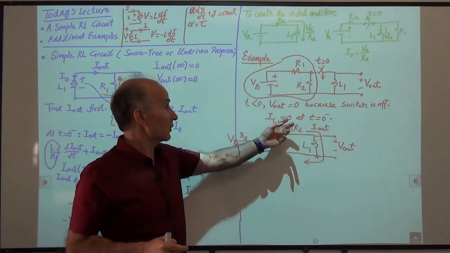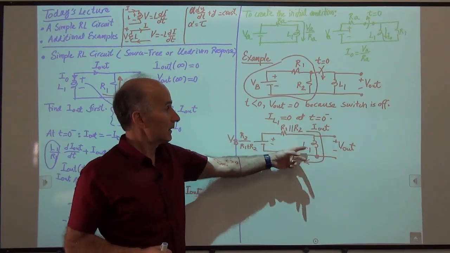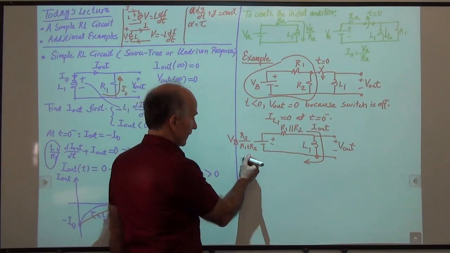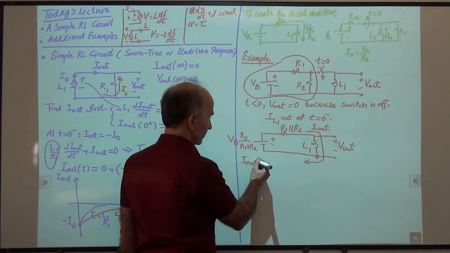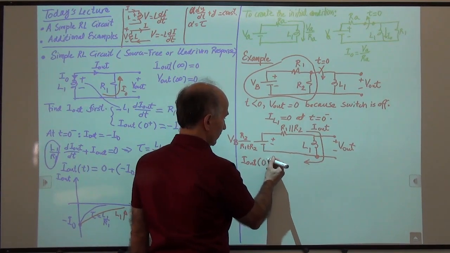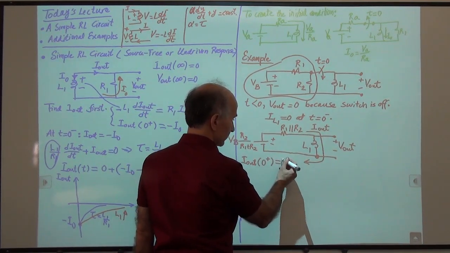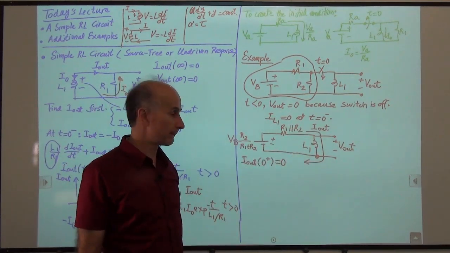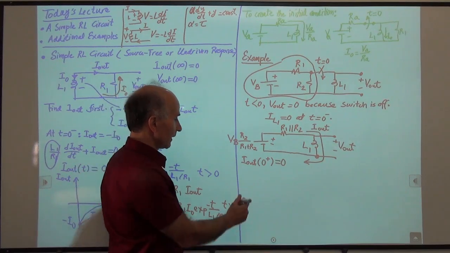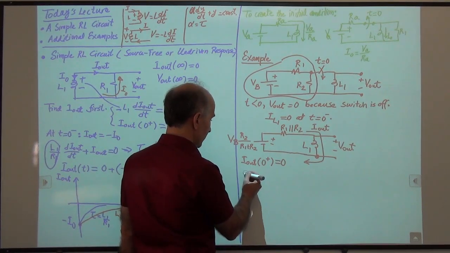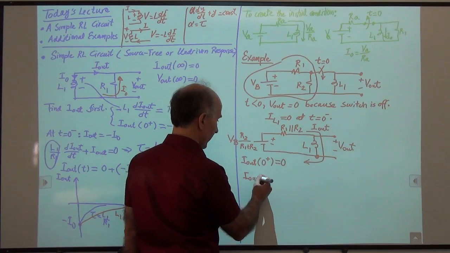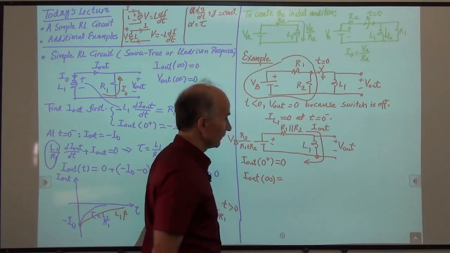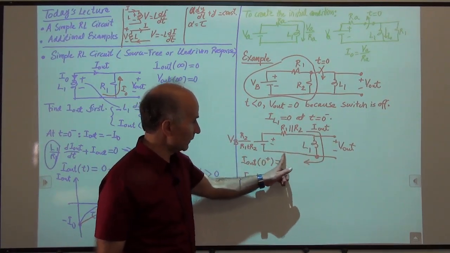It has to be the same as at time 0 minus, right? Because the inductor doesn't let its current change suddenly. So we can say I out at 0 plus is 0, because it was also 0 at 0 minus. All right, how much is I out at time infinity? This is something that we have sort of seen in the past, so it shouldn't be difficult to predict. How much is the current flowing through this loop at time infinity?